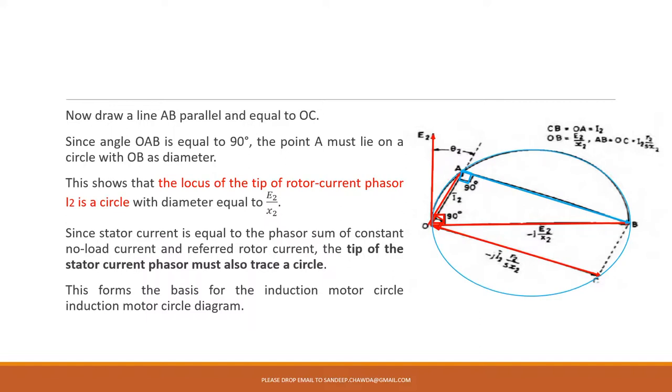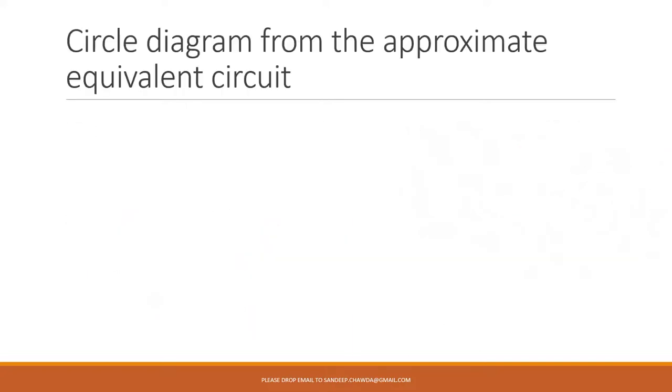Anyway, this circle is shown here to indicate that the rotor current tip is lying on the circle. So I have shown you the circle. It was already drawn; I have just shown it later on for clarity.